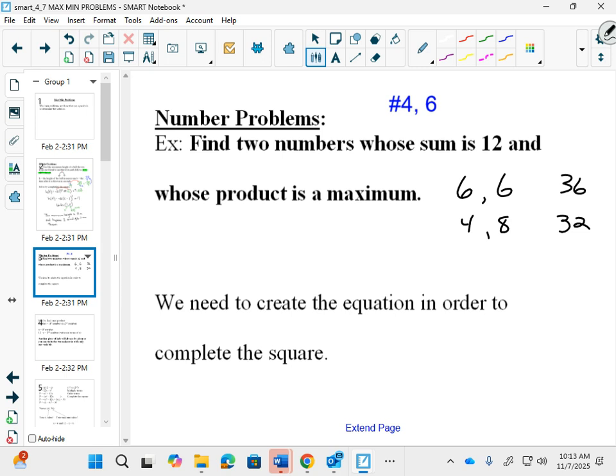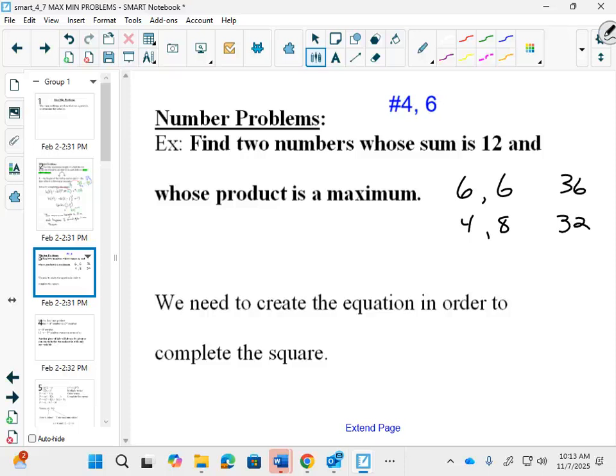Are there any other two numbers that add up to 12? 9 and 3. That would give us 27. So far 6 and 6 is better. 7 and 5. 0 and 12. The product isn't going to be very good. We could go to decimals. Oh, I just ruined your lives, right? It could be decimals. The question is, which ones make it the maximum?